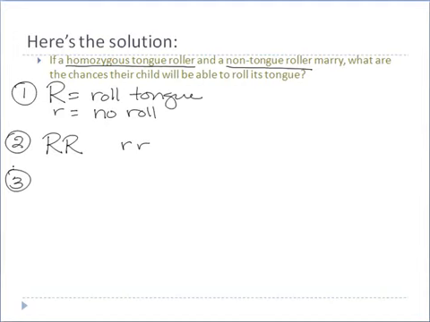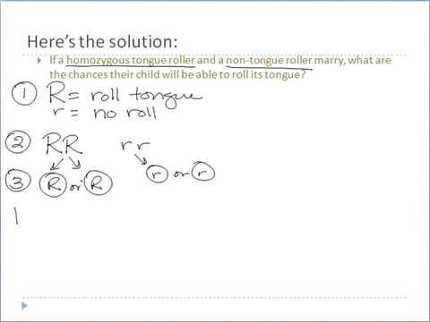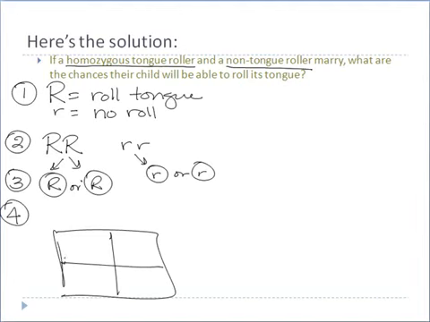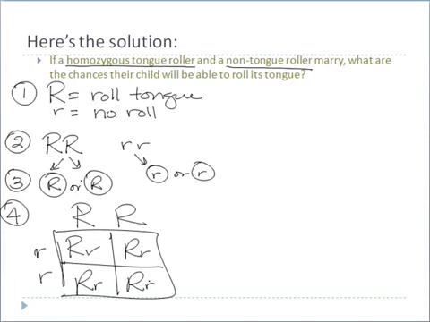Step 3, I have to determine the types of gametes each of the parents can make. This individual can make gametes that have a big R or have a big R, no other possibilities. This individual can make little r or little r gametes, no other possibilities. Step 4, I'm going to draw my Punnett square, put one parent's gametes along one side, one parent's gametes along the other, fill in the Punnett square. And then step 5, I'm going to go back, carefully reread the problem, and answer the question that was asked.